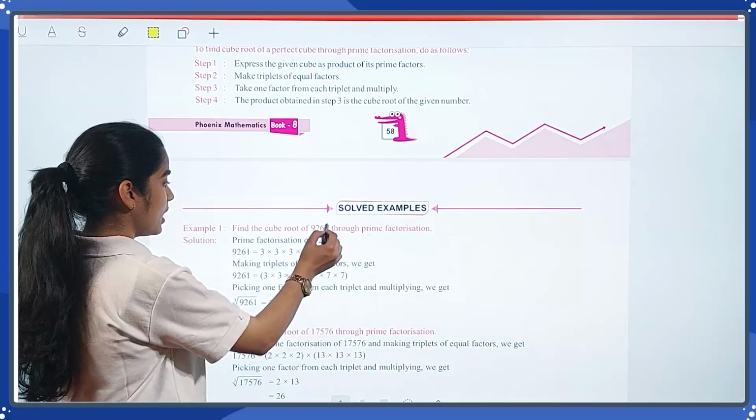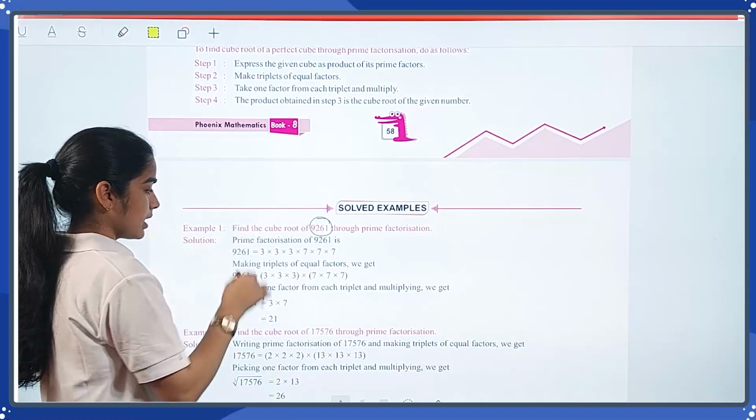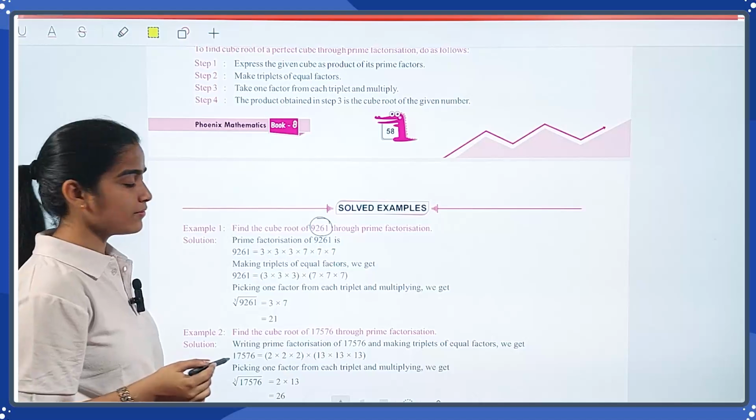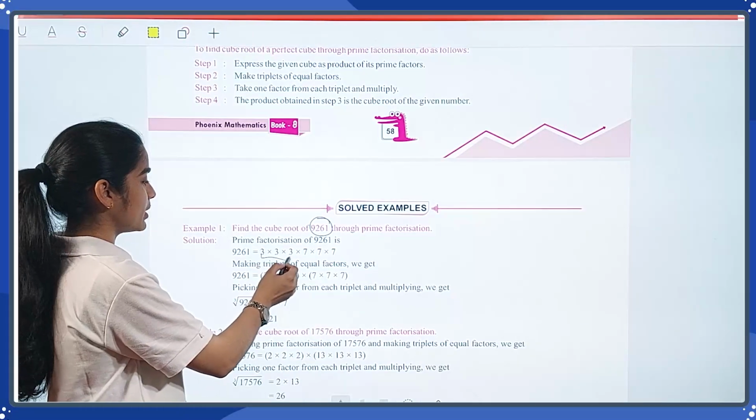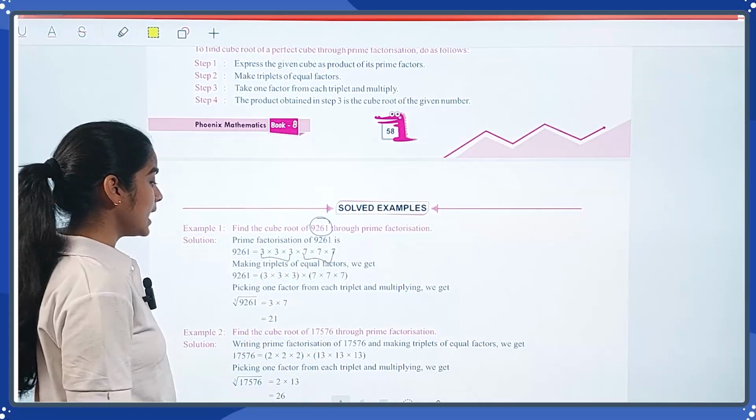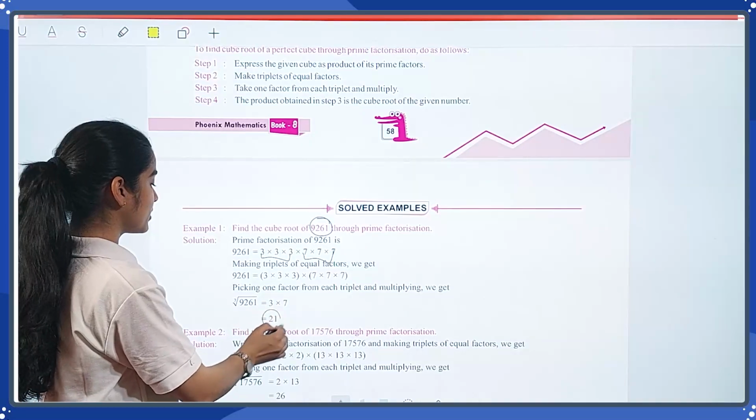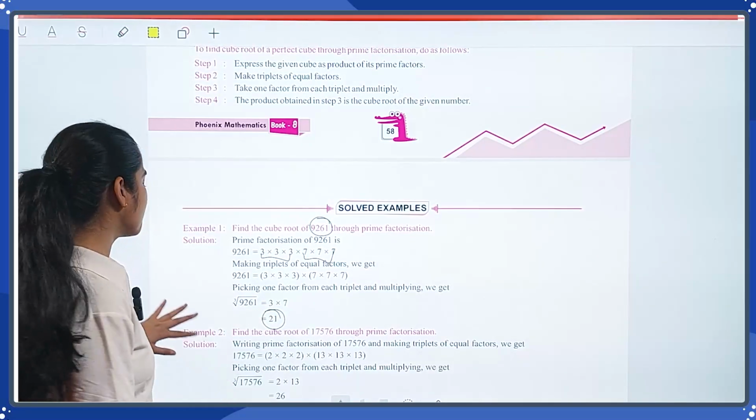This is your number 9261. Get the factors of this with the help of prime factorization. What you find is we have a triplet of 3 and a triplet of 7. It means 3 multiplied by 7, so the cube root is 21. This is the simpler one.